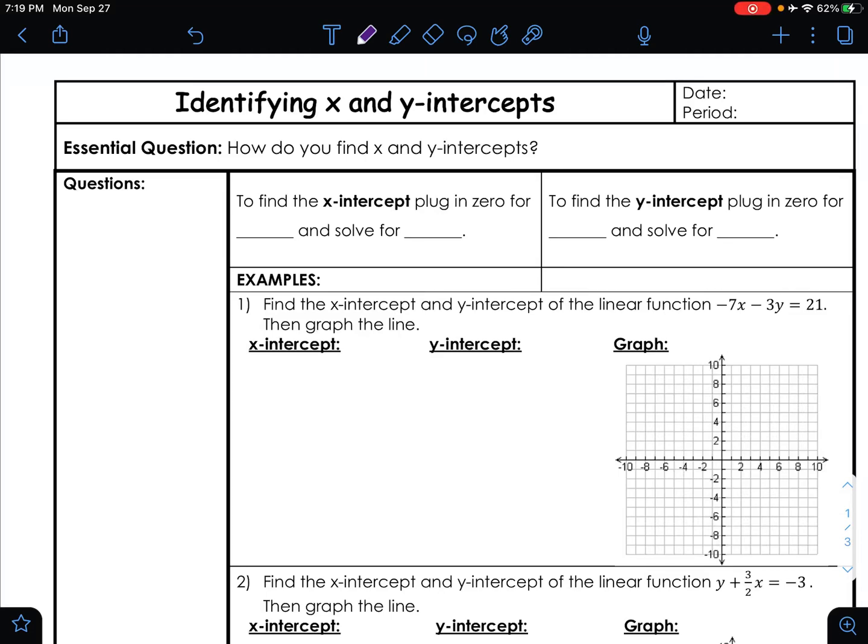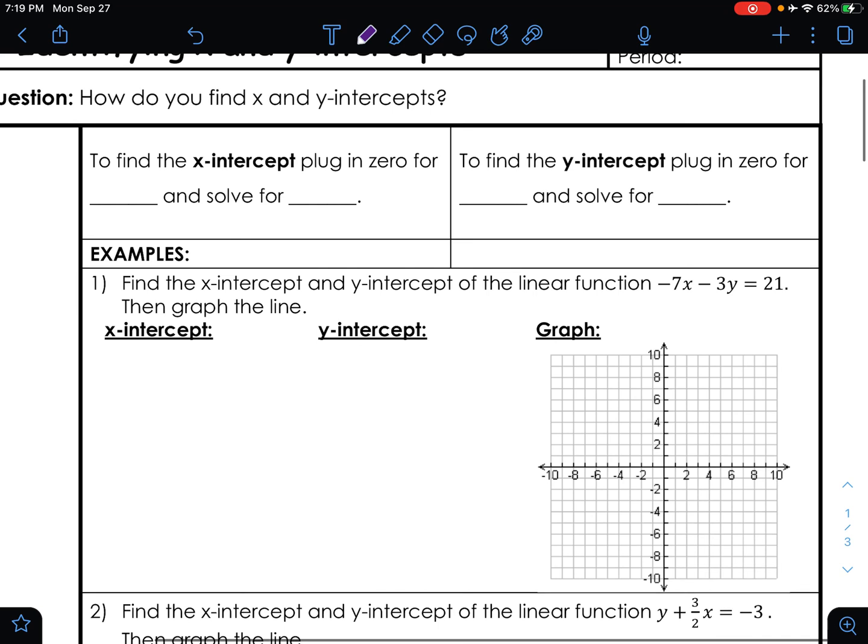Hi everyone, in this video we are going to identify x and y intercepts of linear functions in standard form. So first off, to find an x-intercept, we're going to plug in 0 for y and solve for x. And for a y-intercept, we are going to plug in 0 for x and solve for y.